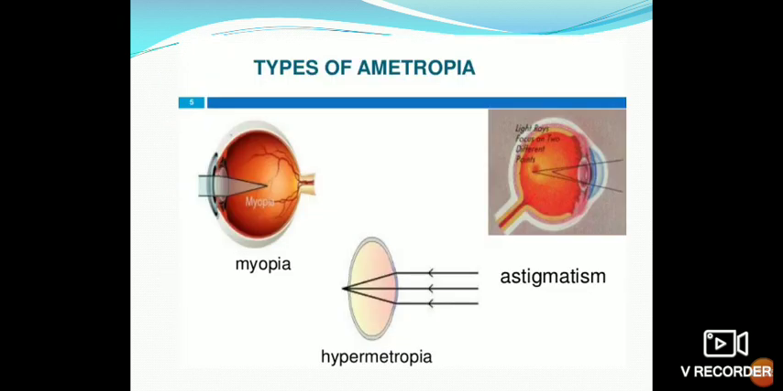Again, there are three types of ametropia, as I've told you. Myopia, in which light rays are focused in front of the retina. Hypermetropia, in which light rays are focused behind the retina. In astigmatism, what happens? Light rays do not come to a point focus. In one meridian they are focused either behind the retina or in front of the retina, in the other meridian they are focused elsewhere. So there is no point focus. The condition is called astigmatism.